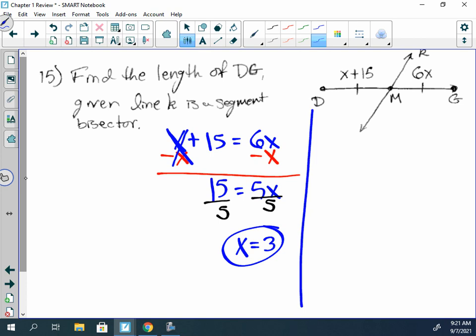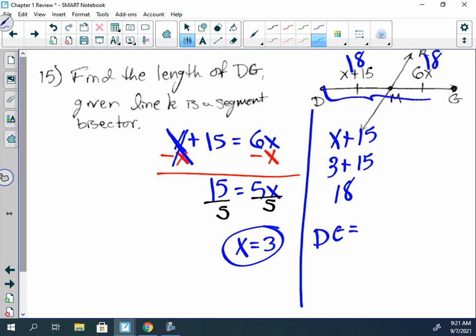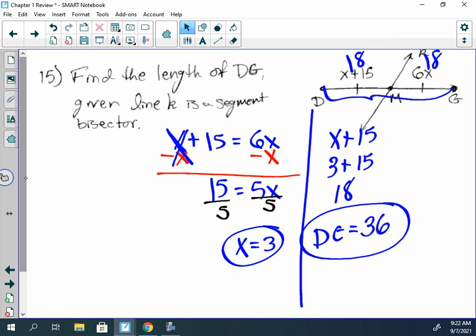Now we do need to plug it back in. So we can take x plus 15. So 3 plus 15 is 18. So the length of DG is 36. Because this time, DG is the entire length. Well, from D to M is 18, M to G is 18. So we have to add them together to see that the entire length is 36. So again, we do need to be paying attention to what it's asking for.